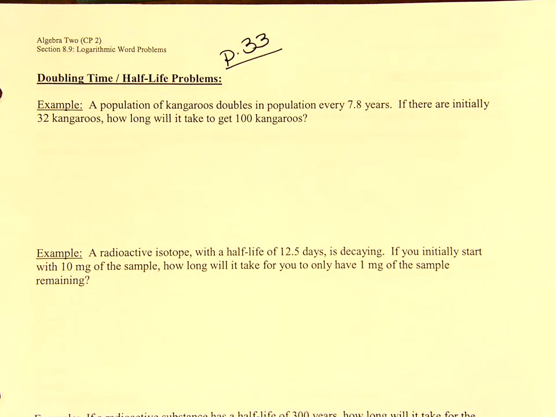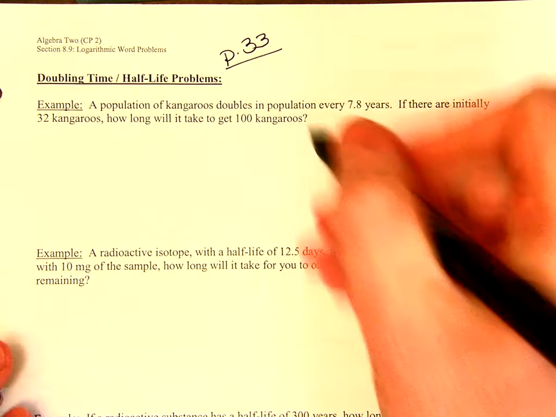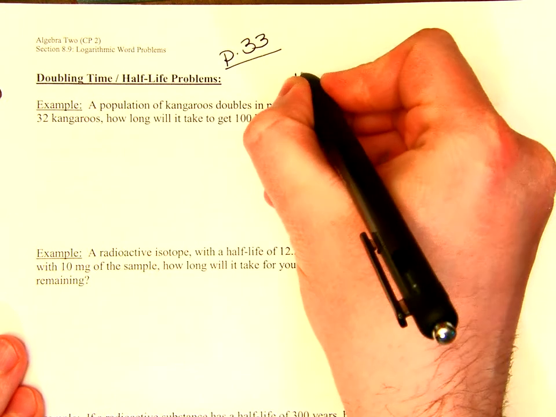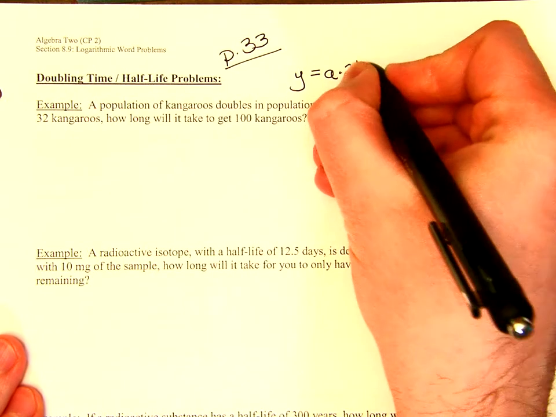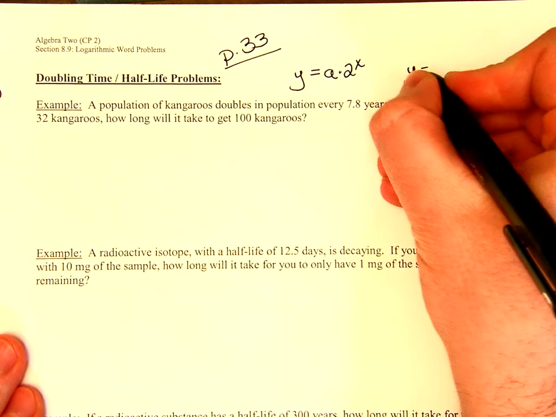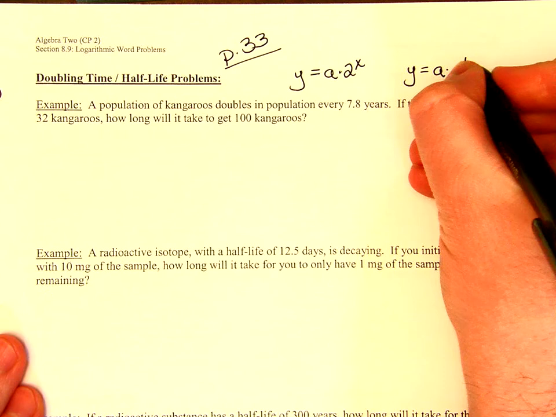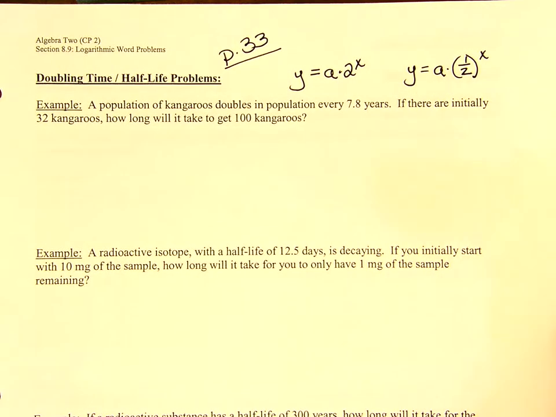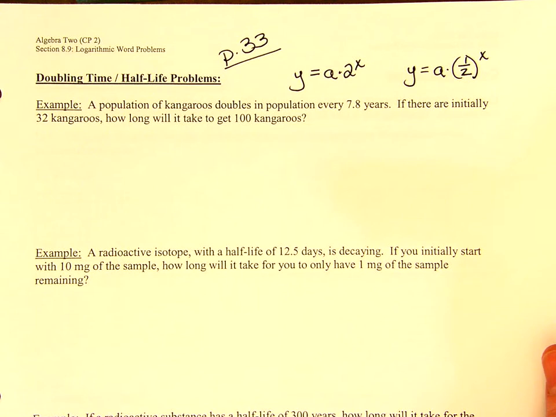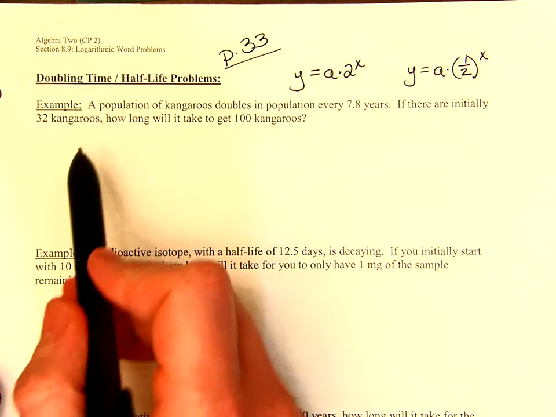Last time we looked at percent increase and decrease. Now we're going to start by looking at doubling time and half-life problems. Remember that our doubling time formula is y equals a times 2 to the x, and our half-life formula is y equals a times 1/2 to the x. A is the starting amount, y is the ending amount, and x, remember, is not the time, but is the number of time periods. More with that in a little bit.